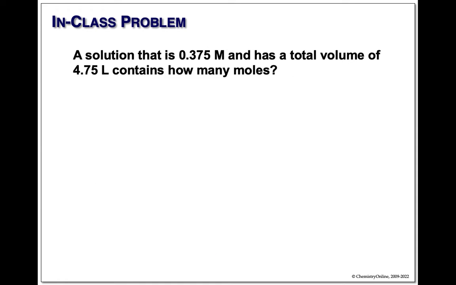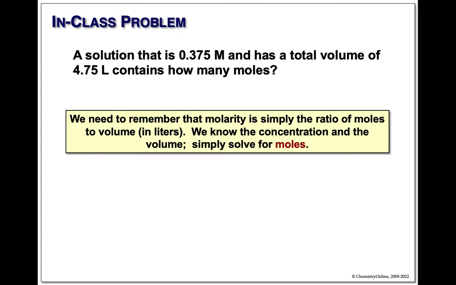Another one? This was an extra credit. We have a solution that was 0.375 moles per liter. We have a volume. How many moles is that? You can tell it's an extra credit because it's really easy, right? We know we're solving for moles, we have molarity, and we have a volume. Concentration times volume is moles.